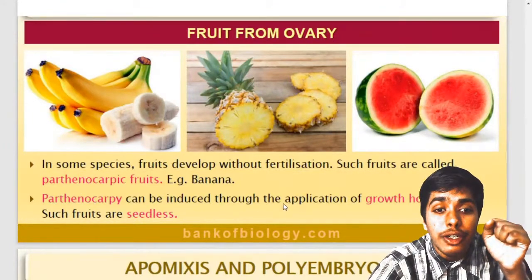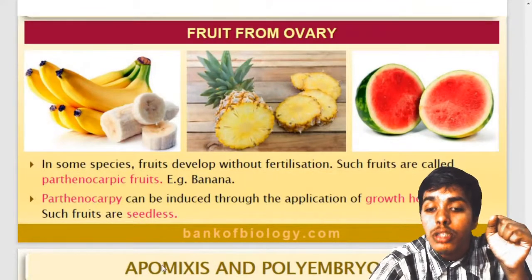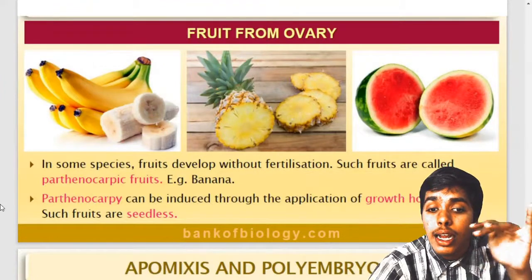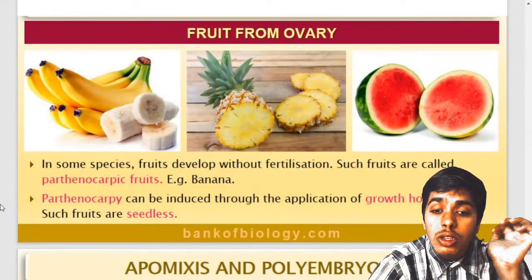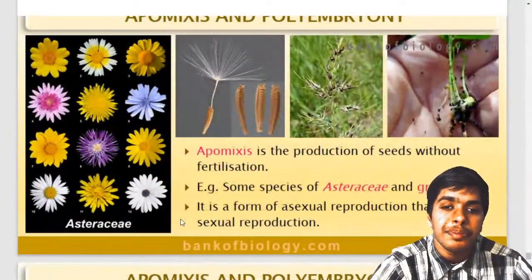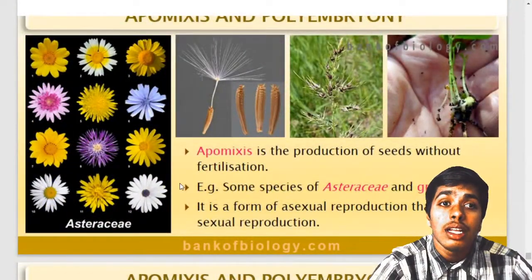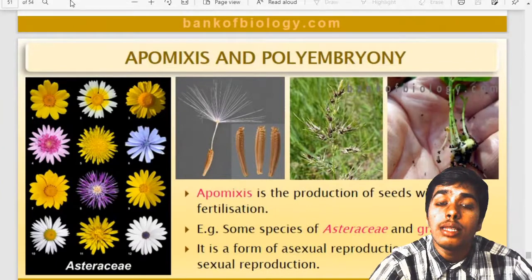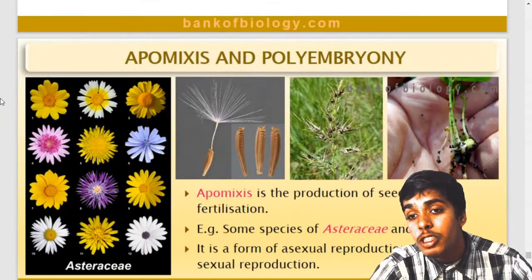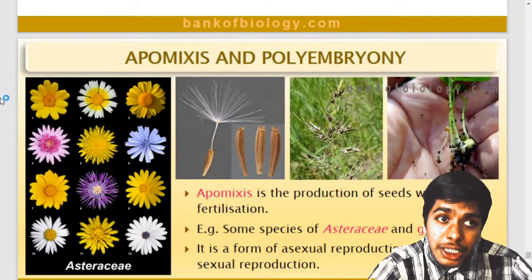Parthenocarpy can be induced through the application of growth hormones. How does this occur? It occurs with the help of growth hormones. Such fruits are called seedless fruits. And parthenogenesis means development without the help of fertilization.